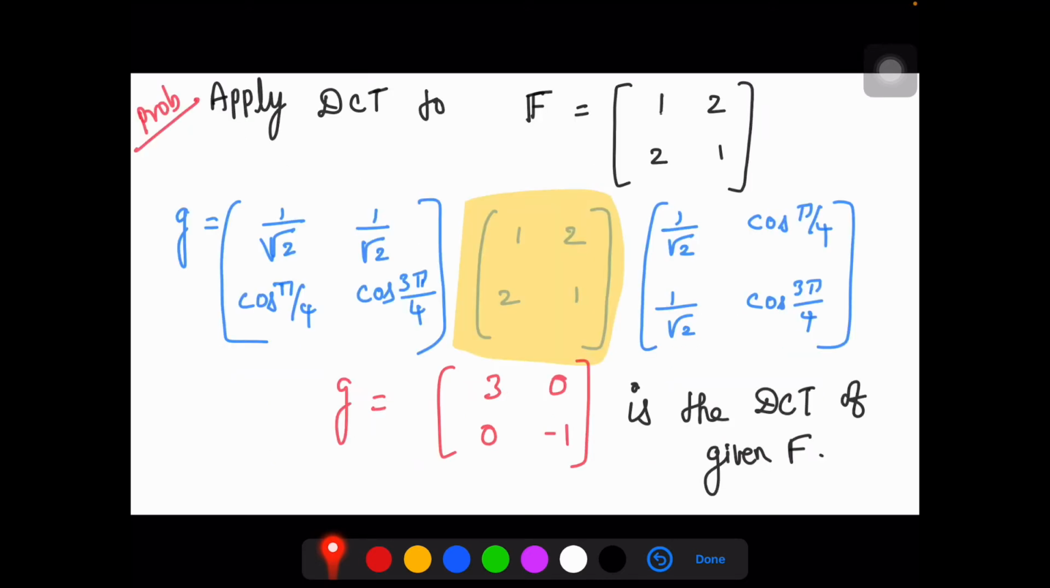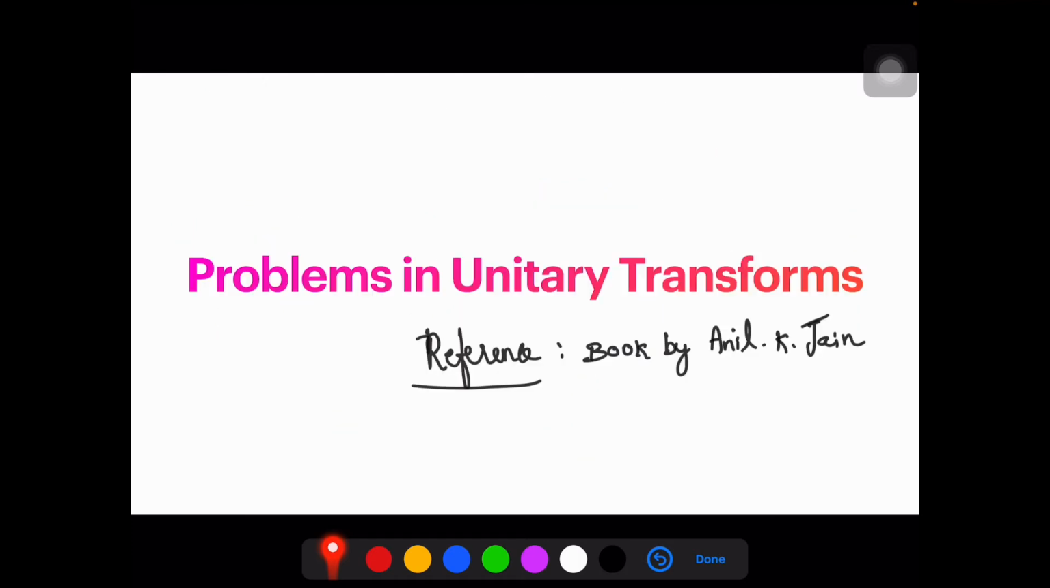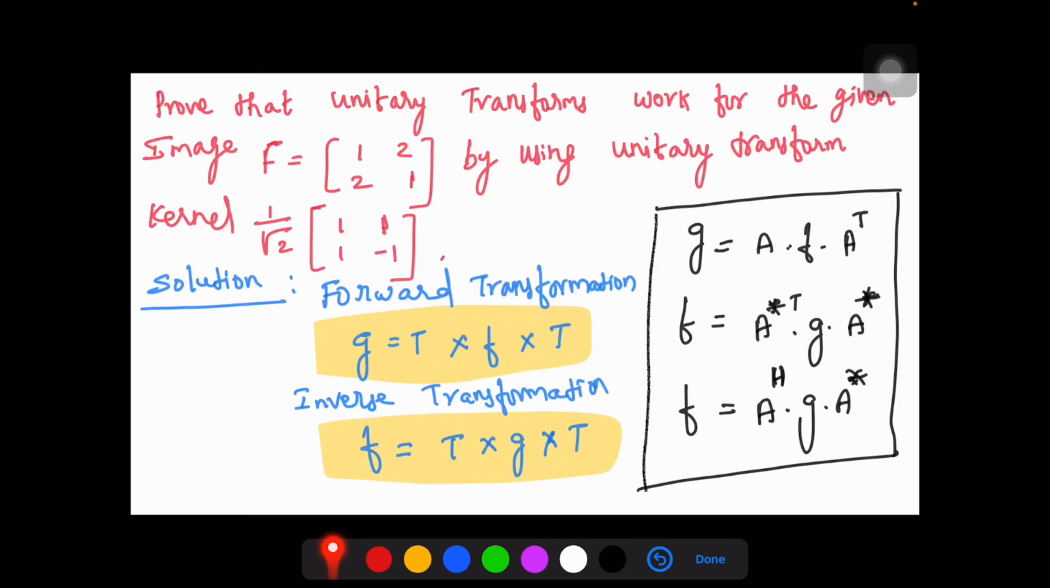Let's check by applying this kernel to some images given here, and the image is f equal to 1, 2 and 2, 1. A 2 cross 2 image has been given to us. So we have to apply DCT. So I want G is equal to, I know what the kernel is. We have seen the kernel in the previous step.